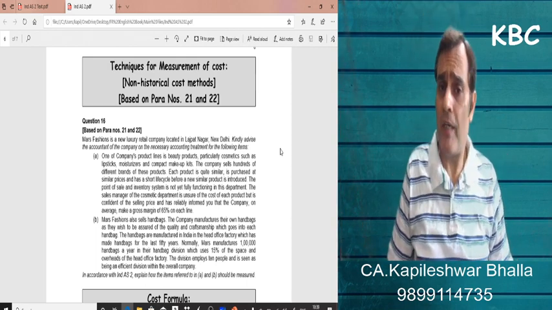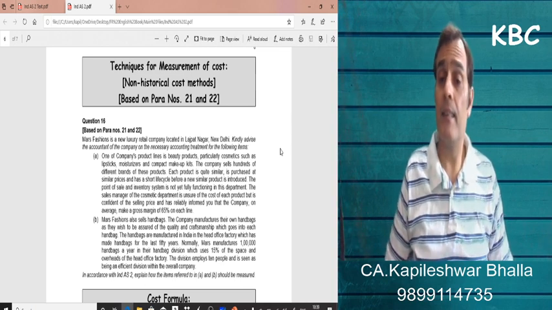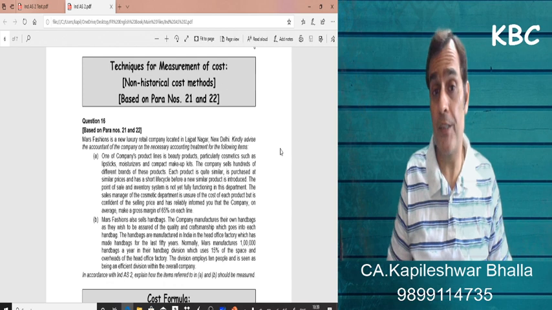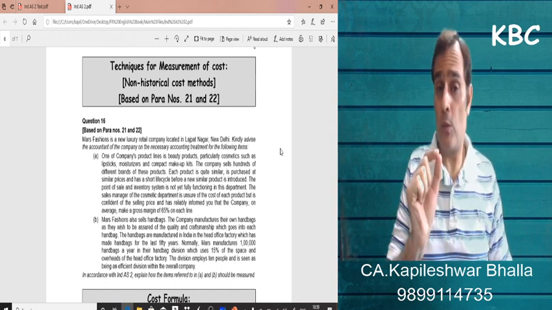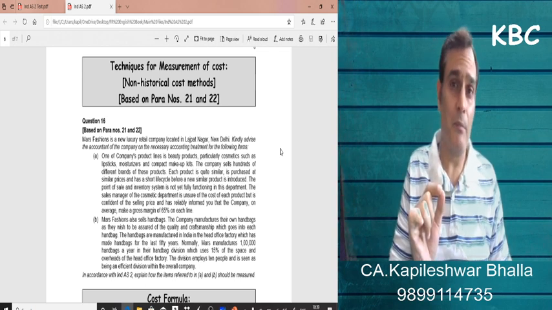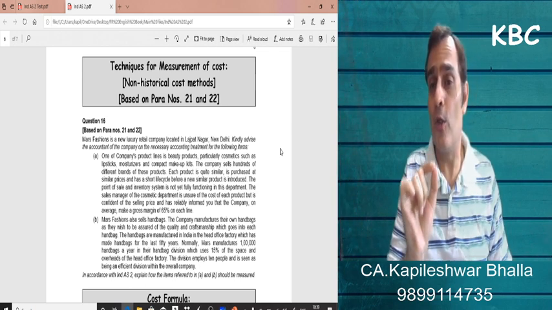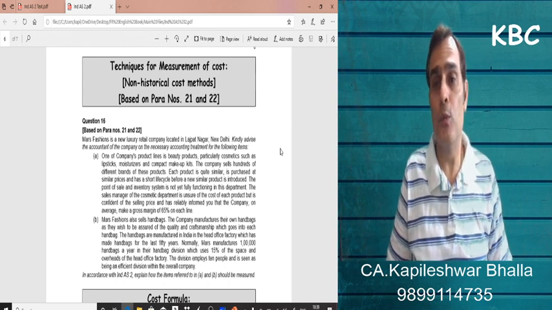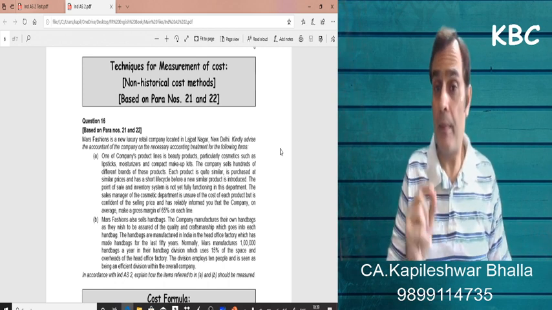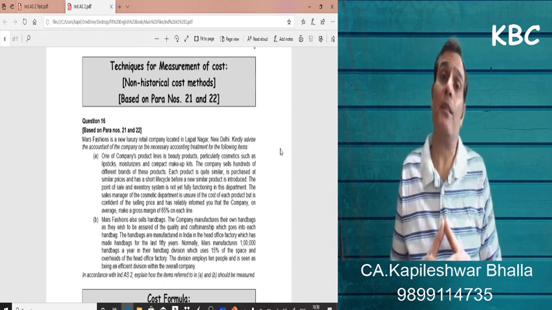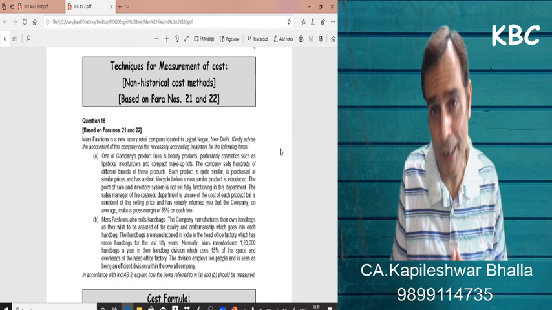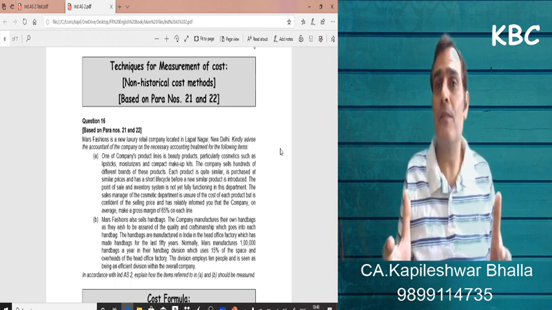It says Mars Fashion also sells handbags, and the company is manufacturing their own handbags as they wish to be assured of the quality and the craftsmanship which goes into each handbag. That is again pinpointing some information: they wish to be assured of the quality and craftsmanship which goes into each handbag. The handbags are manufactured in India in the head office factory, which has been making bags for the last 50 years. Now, people would generally feel that this kind of information is purely emotional in nature. This has nothing to do with inventory valuation.